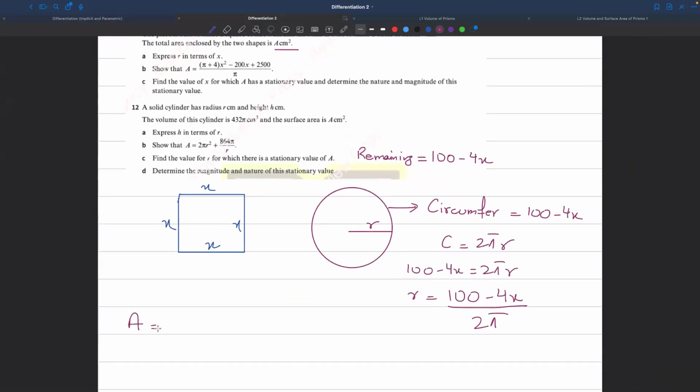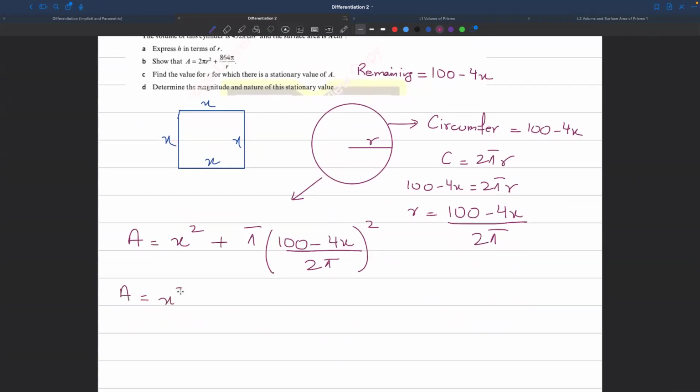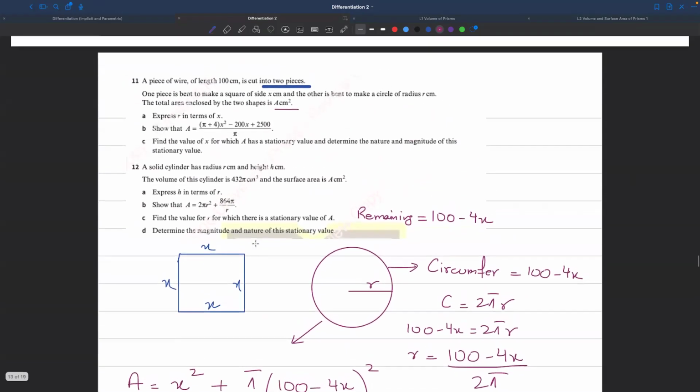The area of the square will be x square plus the area of the circle, pi into r square. Now r is 100 minus 4x upon 2 pi, whole square. Now let's see if we can simplify it. So this will become x square plus, assuming I have made no mistake. I don't think there's any mistake so far, right?